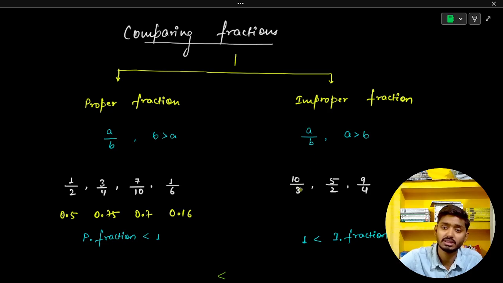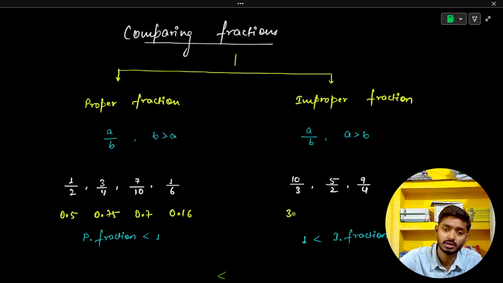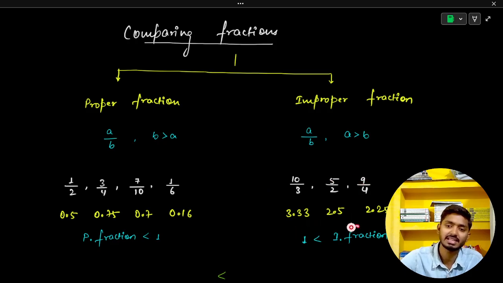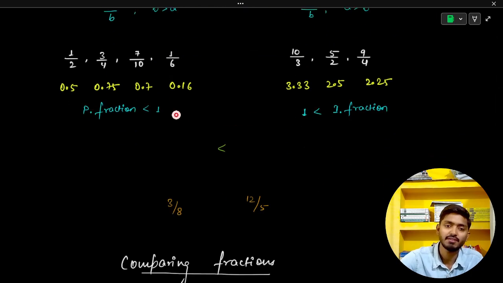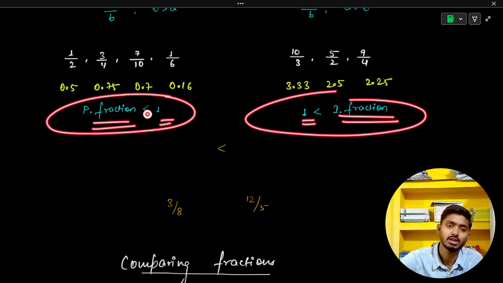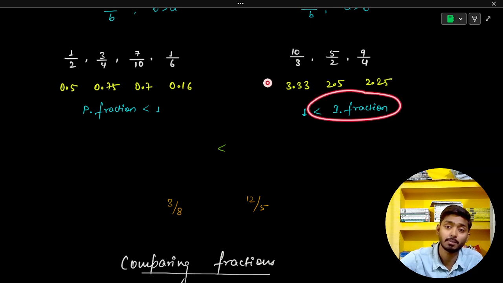Whereas if I convert these into decimal format, it would become 3.33, 2.5, 2.25, and you can very clearly observe these are greater than 1. So we can very clearly say that improper fractions are always greater than 1. Now, if we compare these two, we can say that proper fraction is less than 1, improper fraction is greater than 1. So proper fraction would be less than the improper fraction.